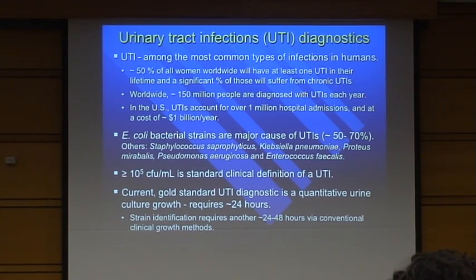A concentration of 10 to the 5 bacteria per ml in urine is the minimum standard for the diagnosis of a urinary tract infection. It's at that level that a physician would prescribe antibiotics. Current gold standard is still growth, quantitative urine culture growth. It takes 24 hours. And then to determine antibiotic specificity, you grow it in different antibiotics as it grows. That's what gets prescribed. And that takes another 24 to 48 hours.